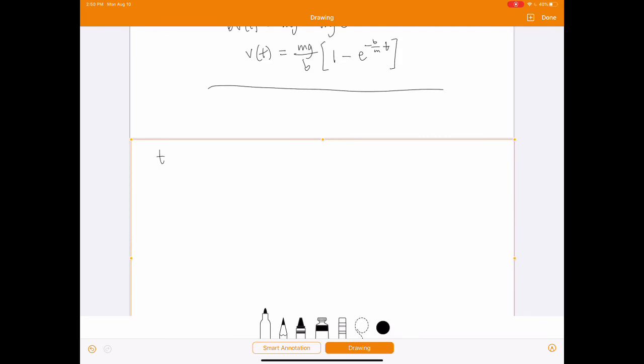So let's plug in t equals 0 and see what comes out. Well, we'll get mg divided by b and then we'll have 1 minus e to the 0 power, because if you plug in 0 for the time, you're just going to get 0 in the exponent. Well, e to the 0 power is just 1. So I'm going to have mg over b, and then 1 minus 1. Of course, that's just 0. That's just telling us that when the time is equal to 0, the speed of the falling object is also equal to 0. So it just means we start at rest.